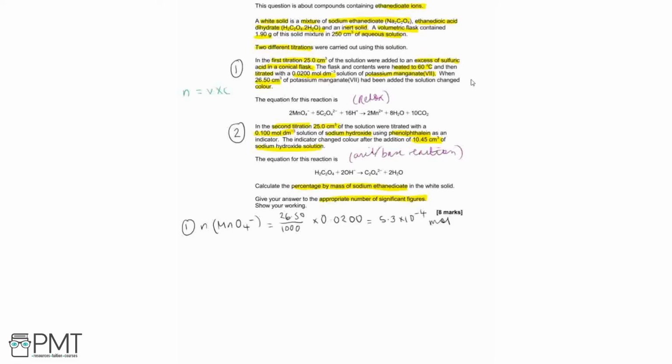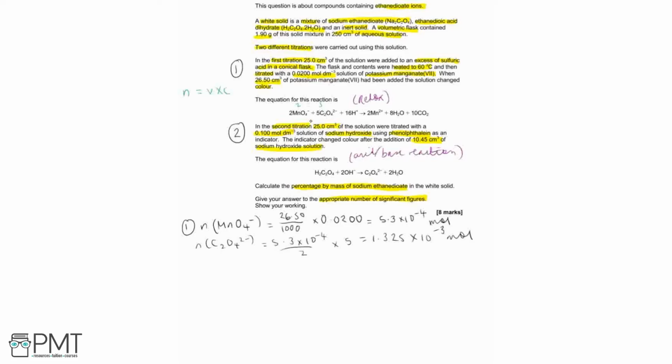So now we've got our reaction equation here, and we can see that our mole ratio of the manganate to our ethane dioate ions is going to be a 2 to 5 ratio. Therefore, to work out the moles of the ethane dioate ions, what we can do is divide our answer by 2 to work out the value of 1 mole, and then we can times that by 5. And this gives a value of 1.325 times 10 to the minus 3 moles.